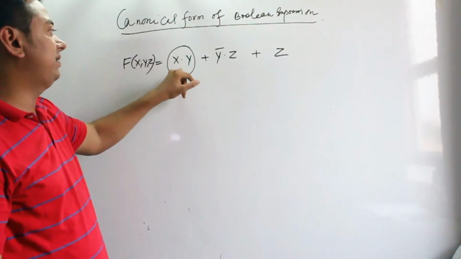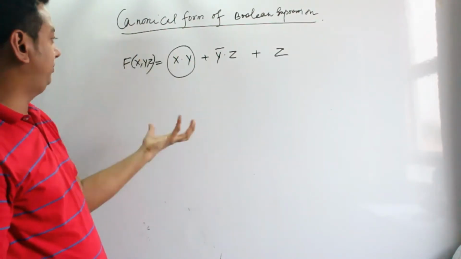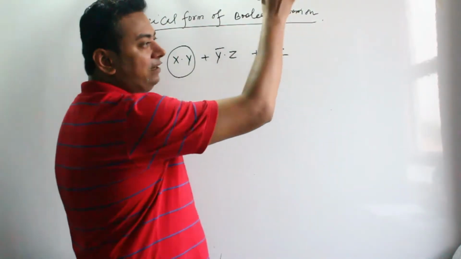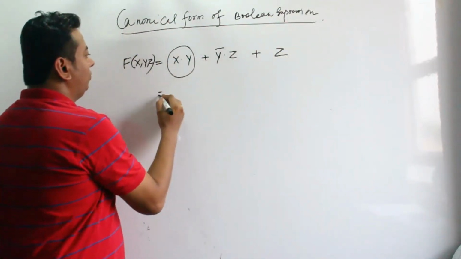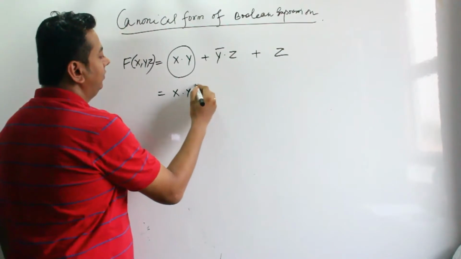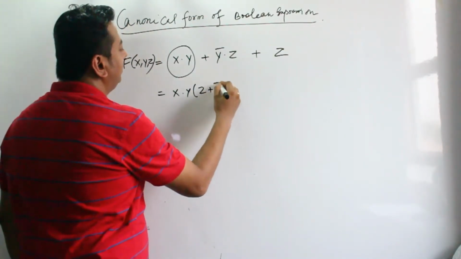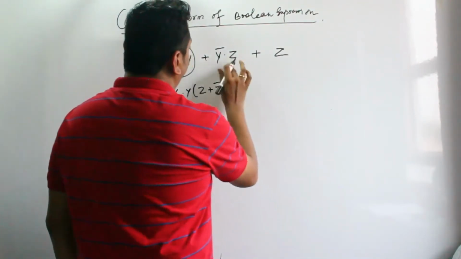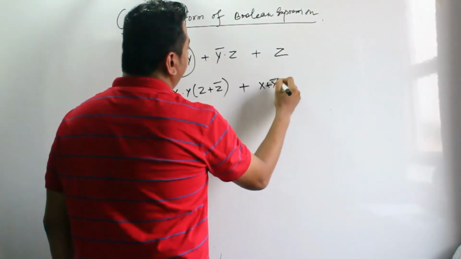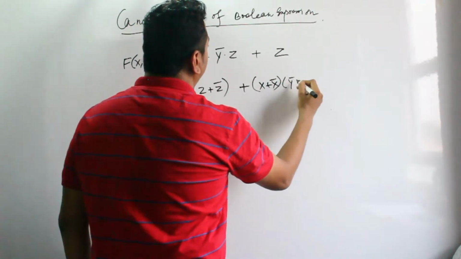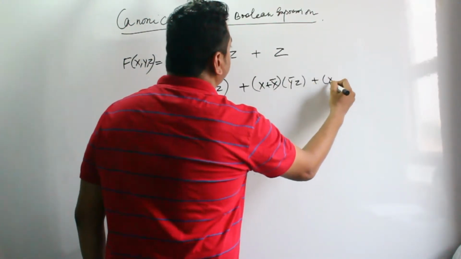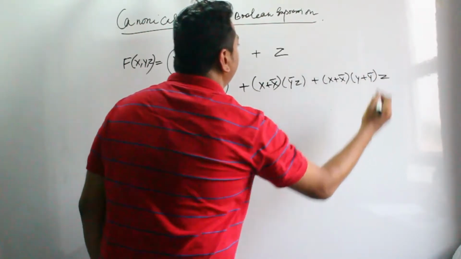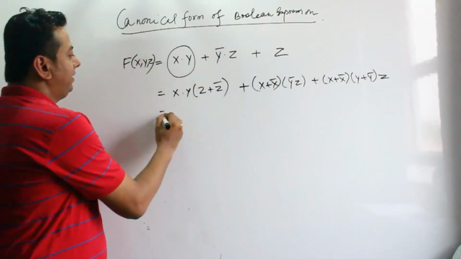So how to make z come up here? And here x is missing, and here x and y both are missing. So what we'll do: we all know z plus z bar is always 1. Here x is missing, so x plus x bar. Here x plus x bar, then y bar, then z. Now expand it.